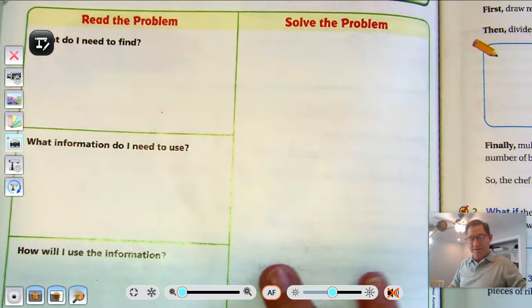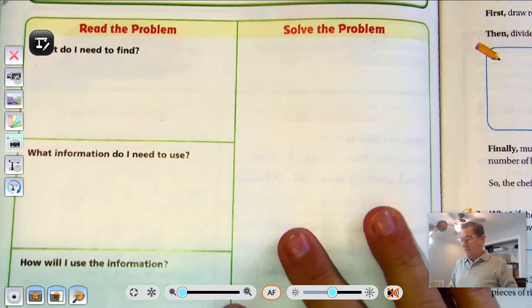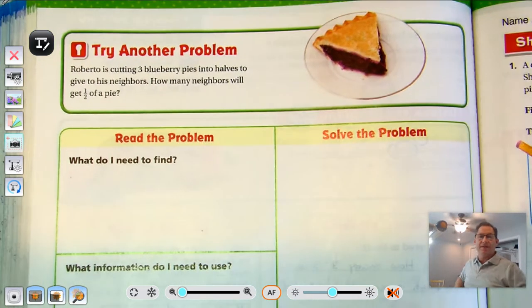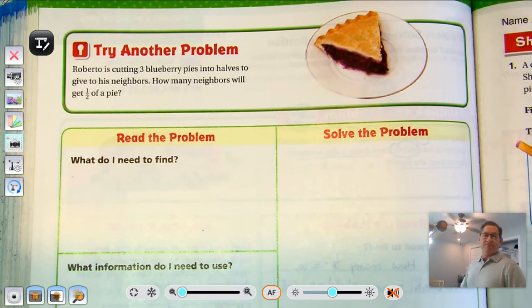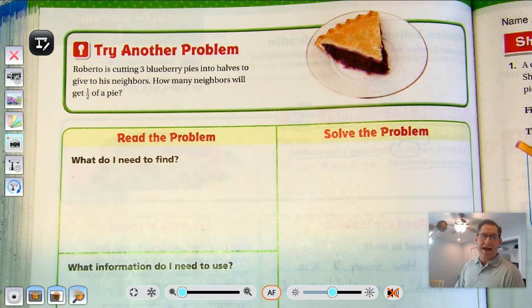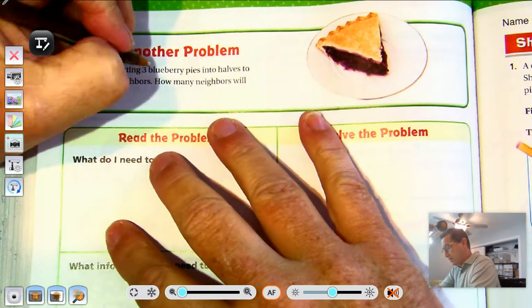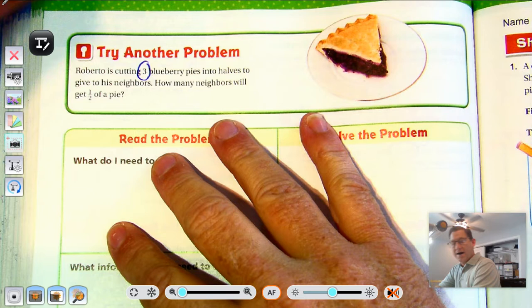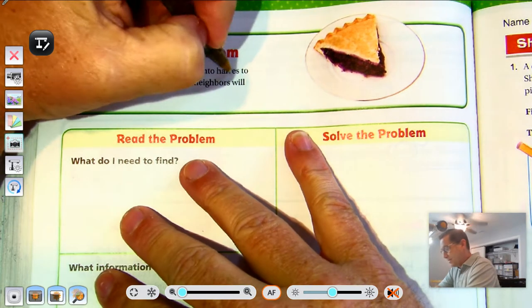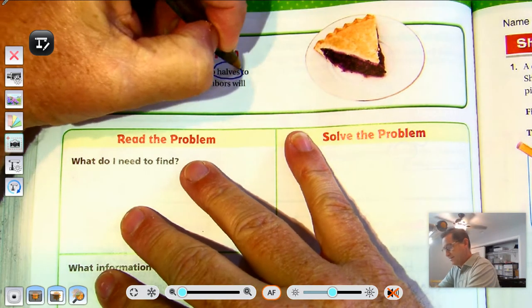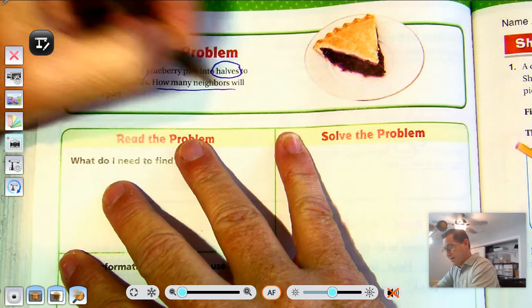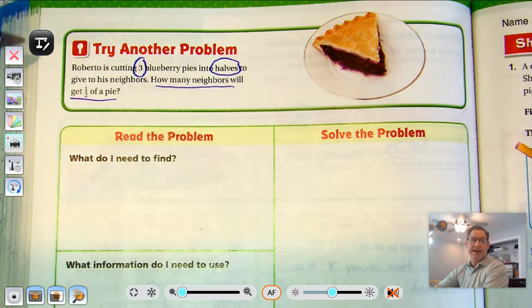All right, let's try another one. All right, so Roberto is cutting 3 blueberry pies into halves to give to his neighbors. How many neighbors will get half of a pie? All right, so we have 3 pies. We're cutting them into halves, and we need to find out how many neighbors get half of a pie.